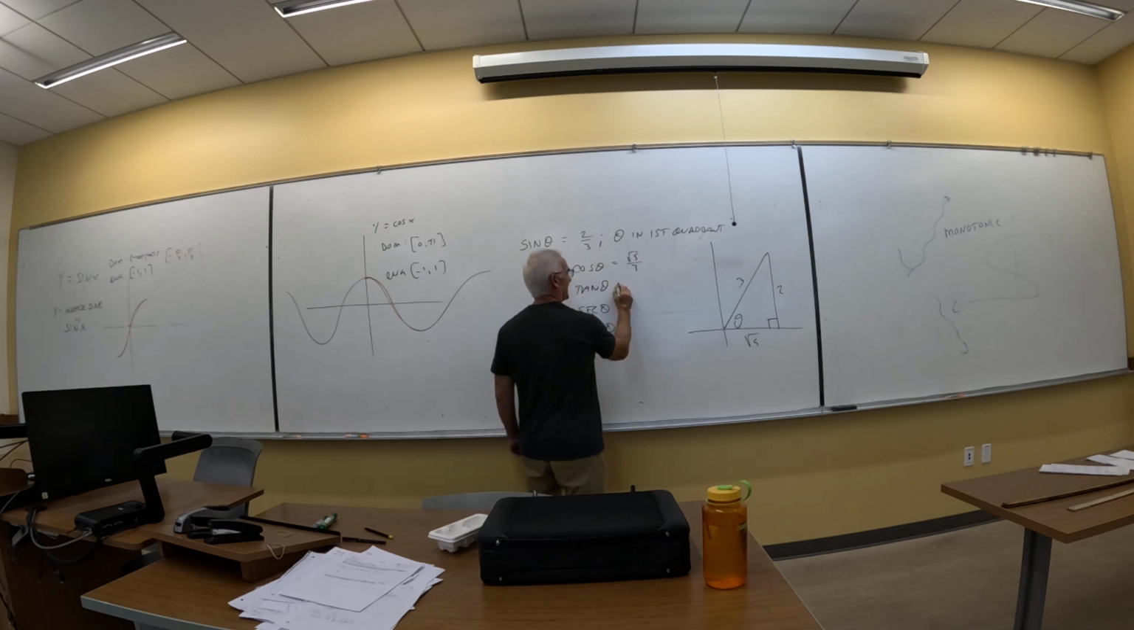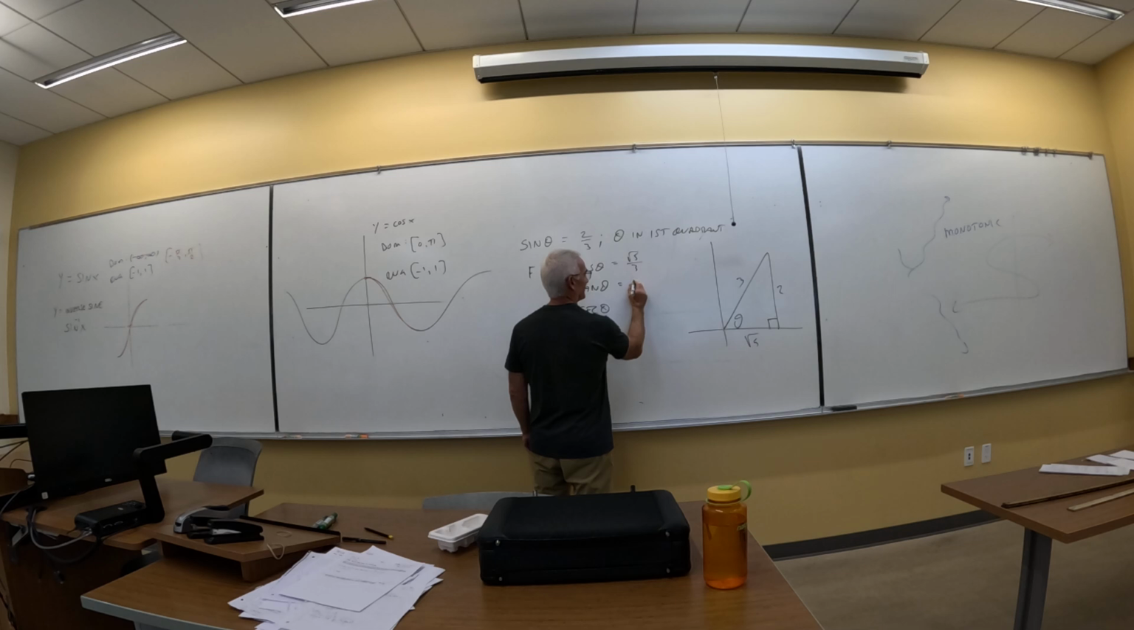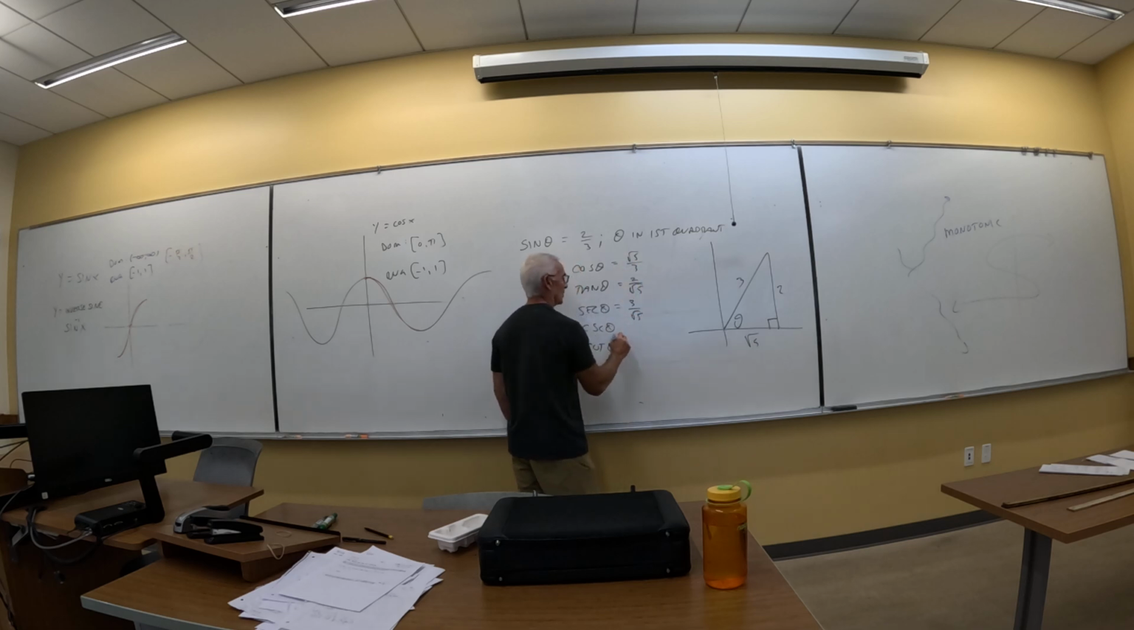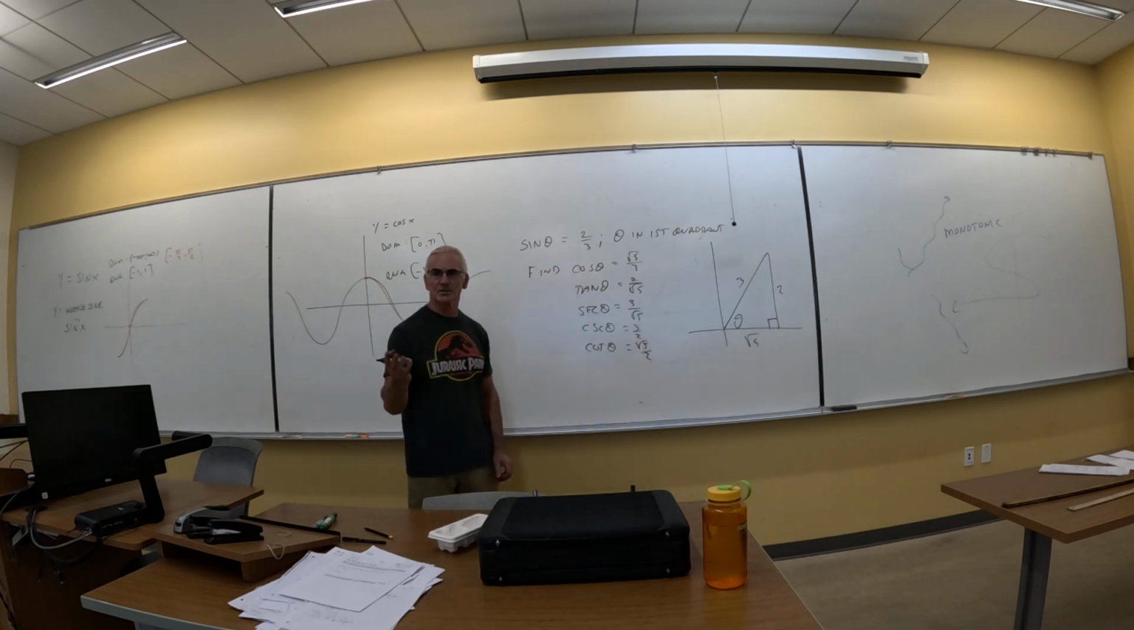Ka. Tangent? 2 over root 5. Secant. 3 over root 5. Really helps to know what these are. Well, what's the secant the reciprocal of? Cosine. It's the reciprocal of cosine, so it's 3 over root 5. Cosecant, 3 over 2, and cotangent, root 5 over 2. Did you do a single calculation to find these? No, you just used their definitions.